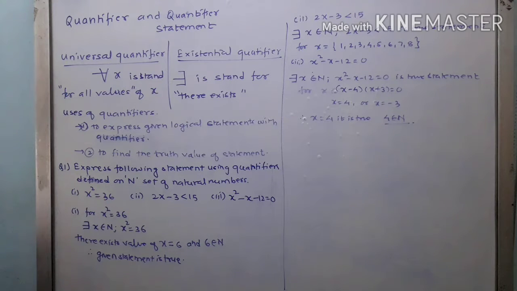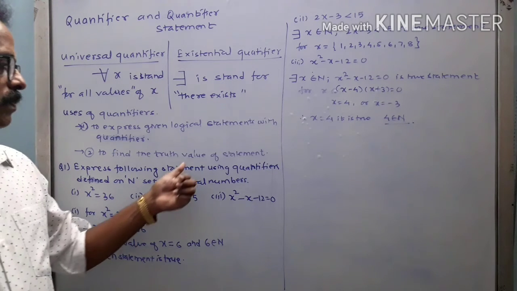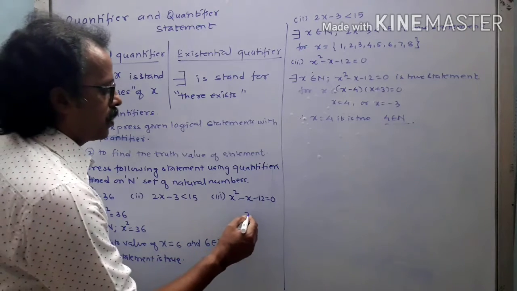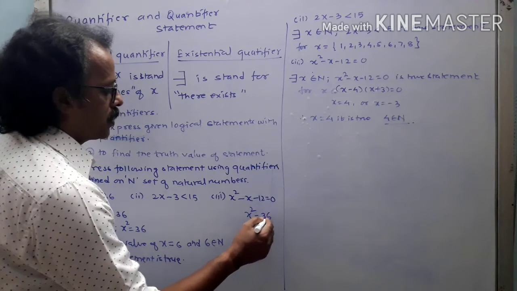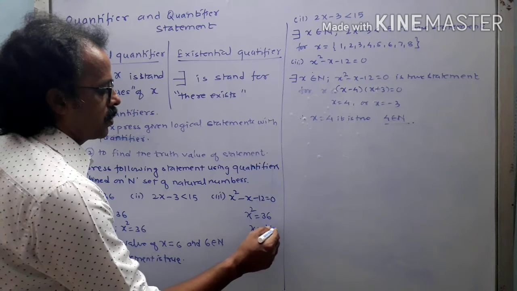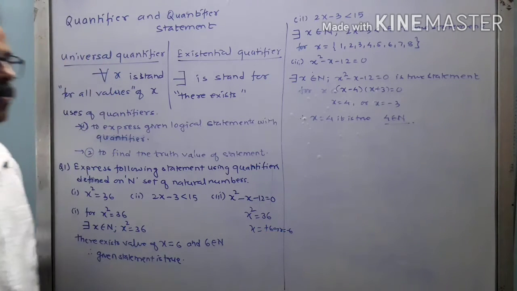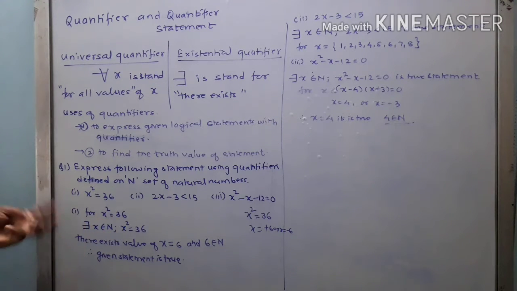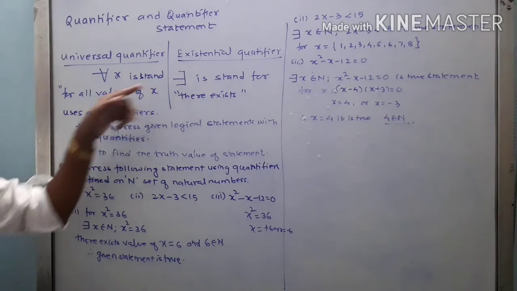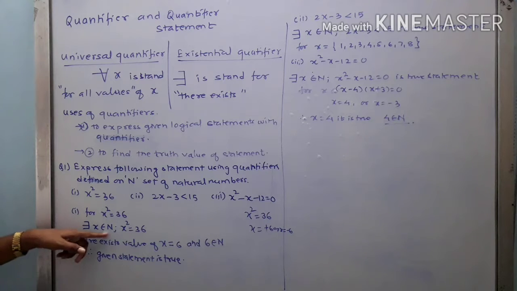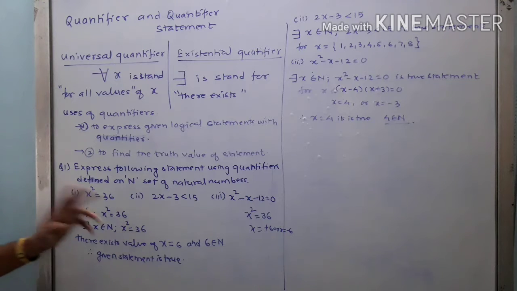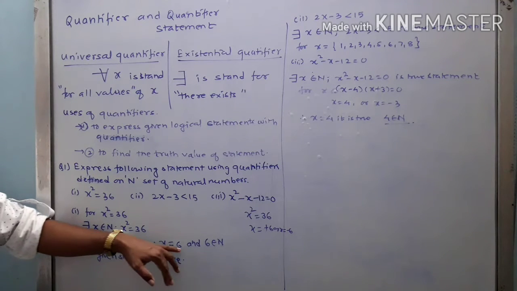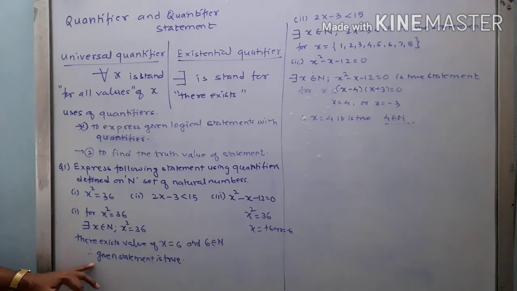The first question I've taken is x square is equal to 36. As you know, x square is equal to 36 means that x is equal to either plus 6 or minus 6. But minus 6 does not belong to the natural numbers. Therefore, since these two values are not both fitting for all values of x, we will consider the existential quantifier here. So the statement can be written as there exists x belongs to N, such that x square is equal to 36.